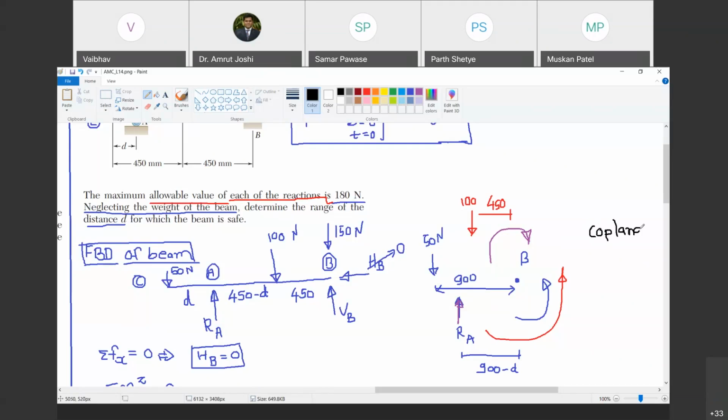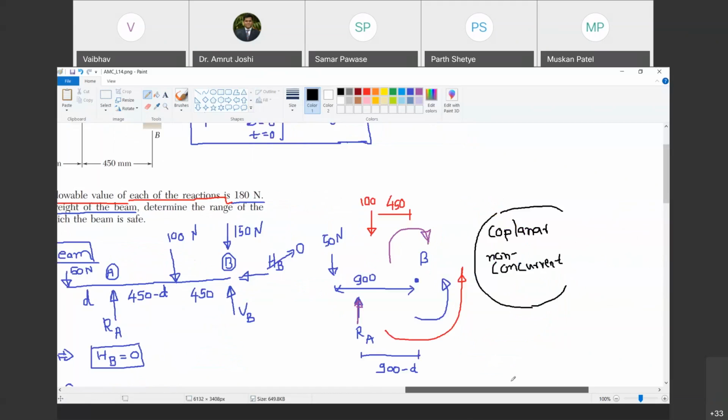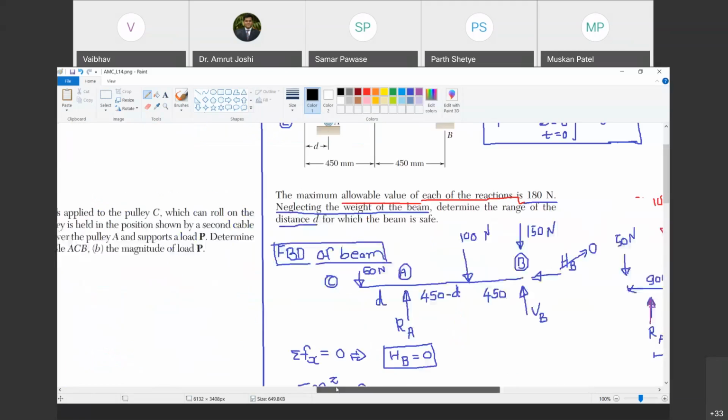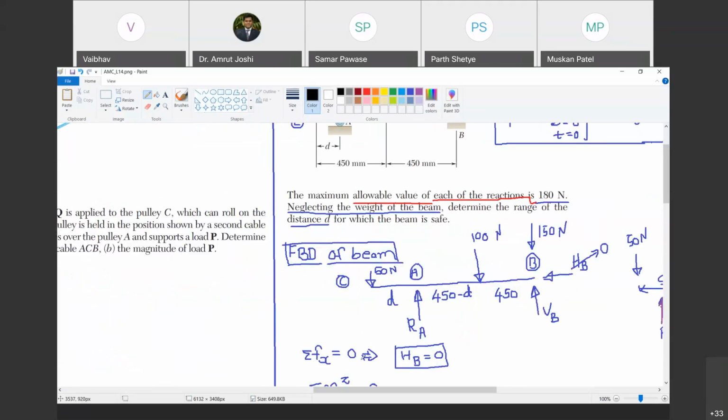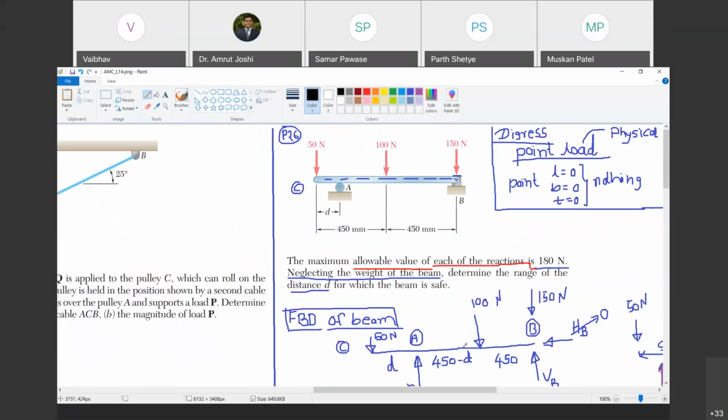It is coplanar because the lines of action of all these forces fall in a single plane, but it is non-concurrent because the lines of action of all the forces do not pass through a single point. Are you with me? Yes, sir. And not only that, we cannot also categorize it as a parallel force system, because HA was 0, which is the result we got when we applied the first equation of equilibrium. So therefore this system is of this kind.